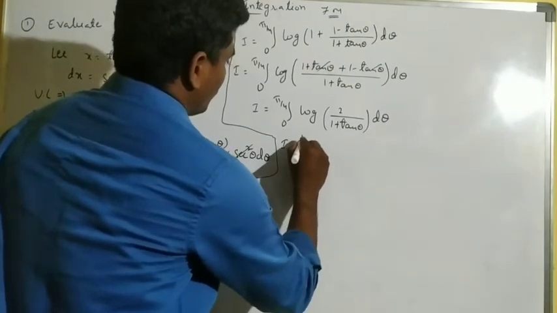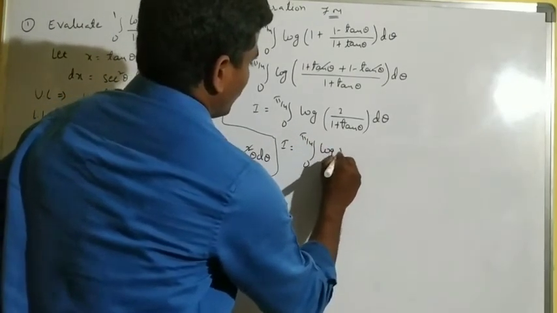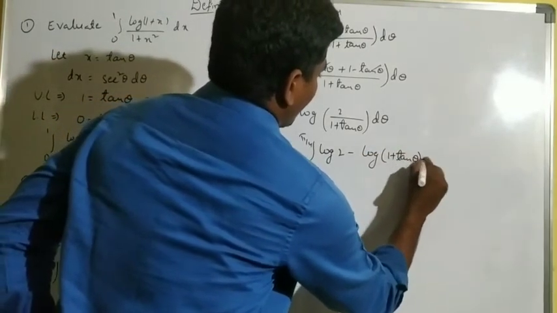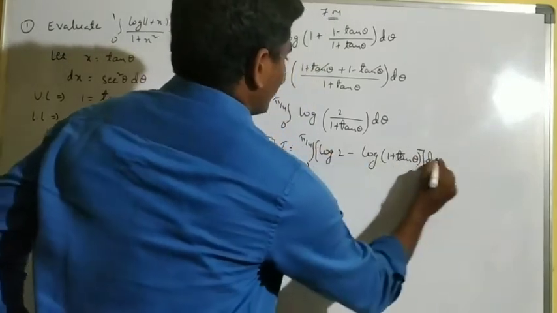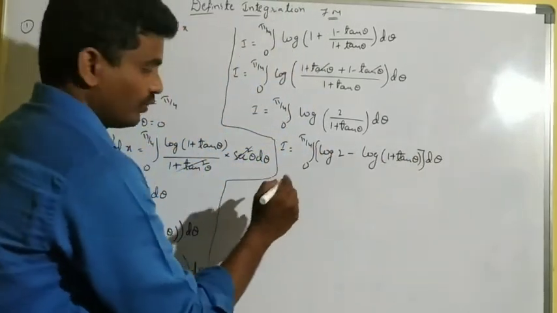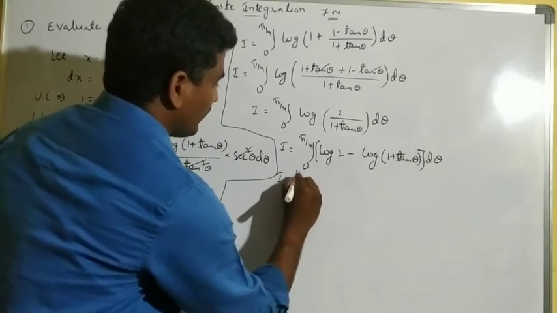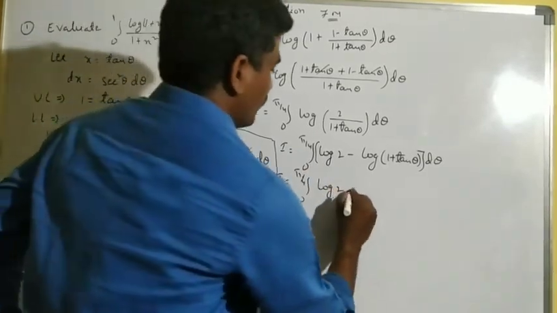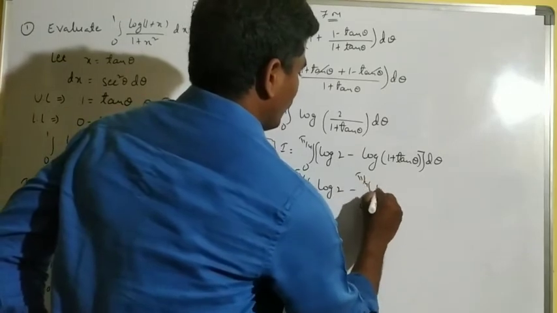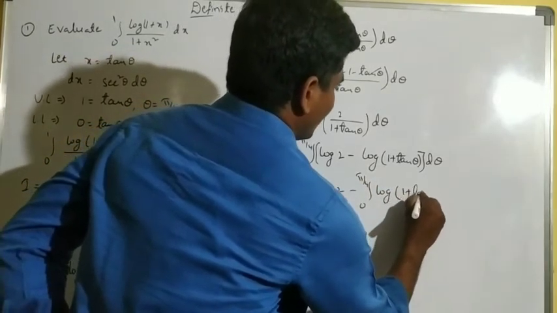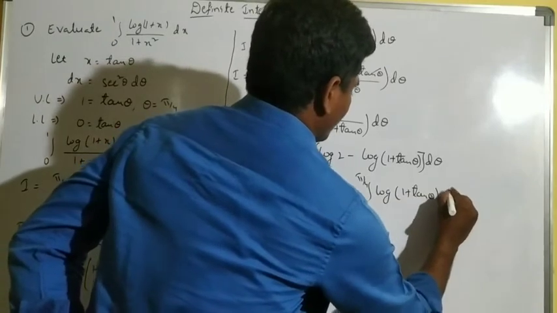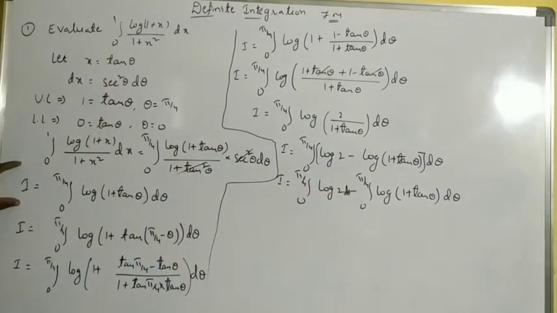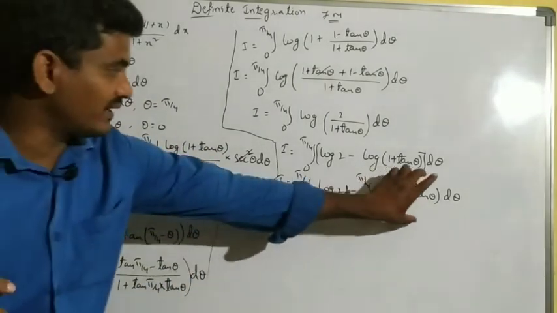I equals integral from 0 to pi by 4 of log 2 minus log of 1 plus tan theta d theta. When I take separate of both here, I equals integral from 0 to pi by 4 of log 2 minus integral from 0 to pi by 4 of log 1 plus tan theta d theta. Here also we have to take d theta, and this is like I. Once you observe here, I equals log 1 plus tan theta.